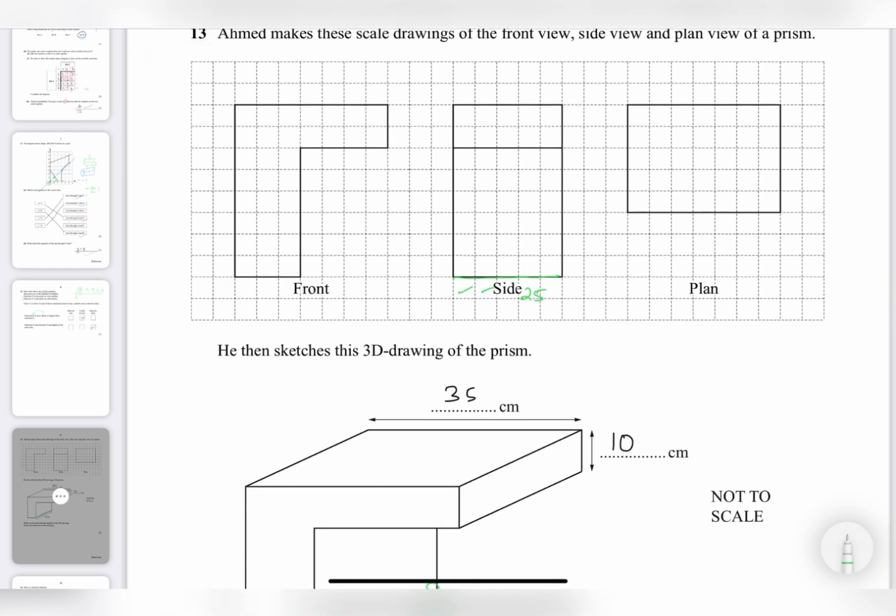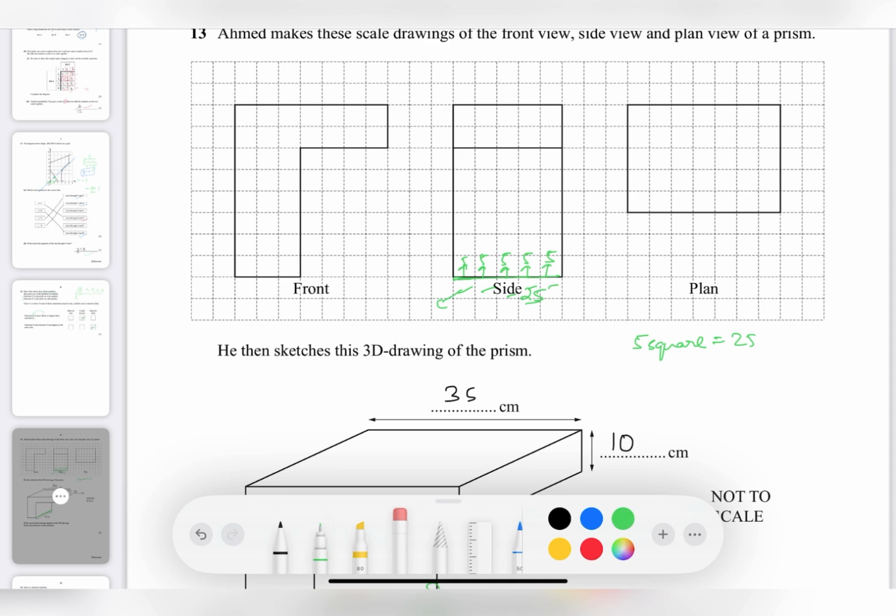Okay, so 1, 2, 3, 4, 5 square equals to 25. 5 square equals to 25. Now look very carefully. 1 square will be equals to 5, right? This is 5, this is also 5, this length is also 5. Let me explain this again. Wait. Let me erase this one.